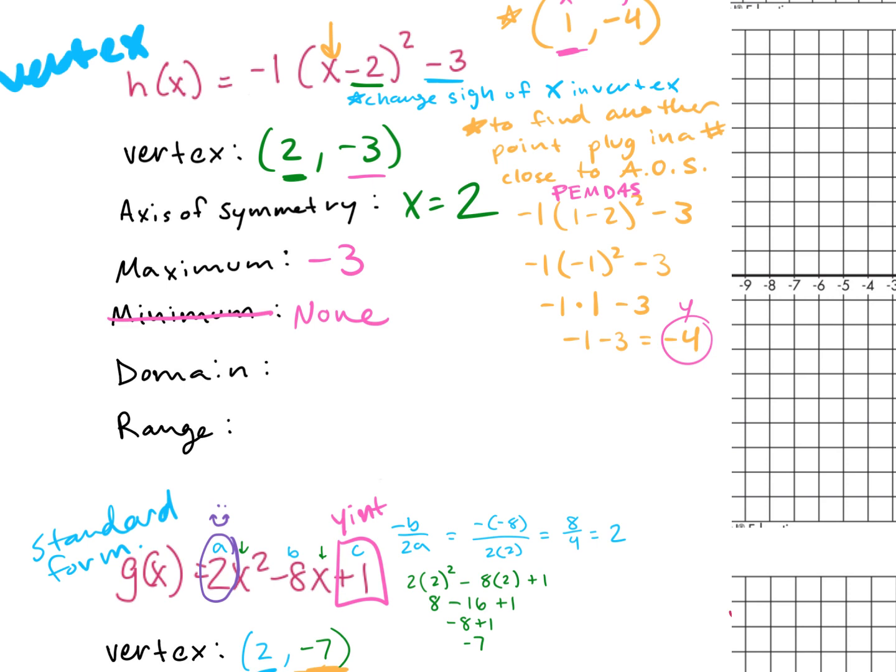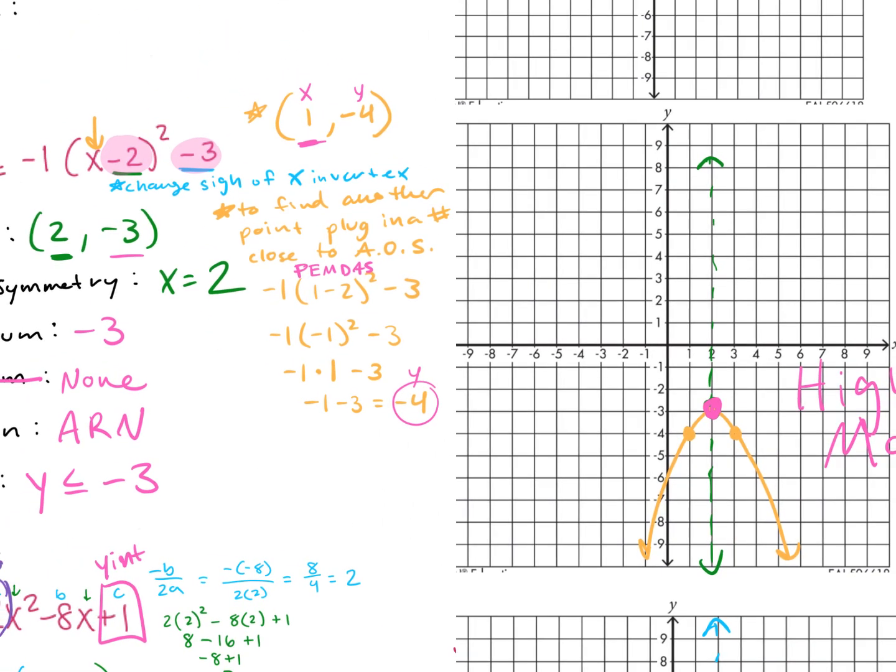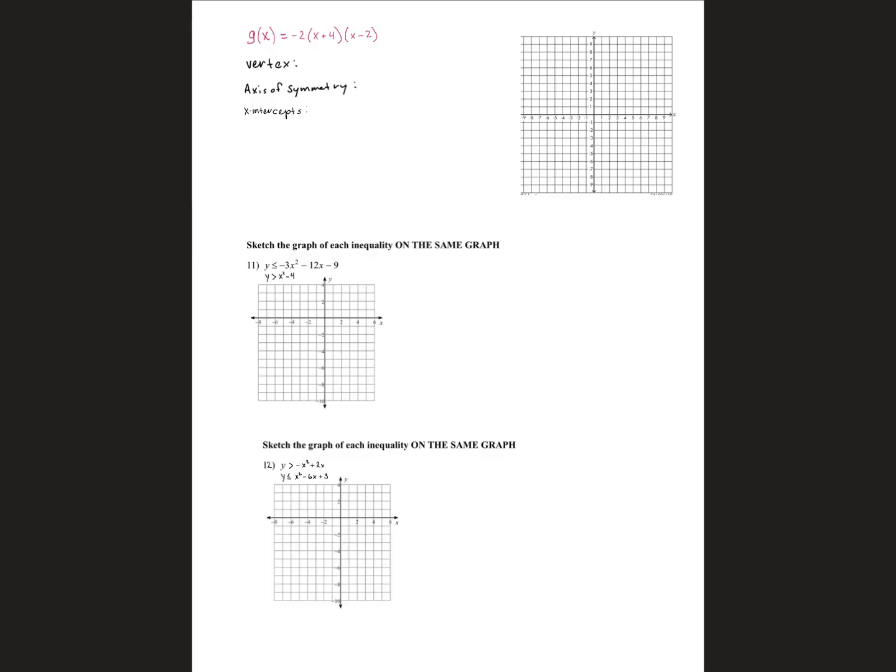What's our domain? All real numbers. What's our range? y is less than or equal to -3. Perfect. It's less than here because our graph is going down. We're talking about numbers that are less than -3. All right, we good on this graph? We're going to practice graphing again on the next page.